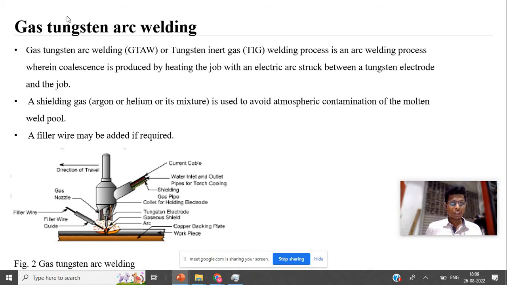Here, a non-consumable tungsten electrode is used, and shielding gas is used to protect the molten pool and the filler from the atmosphere.